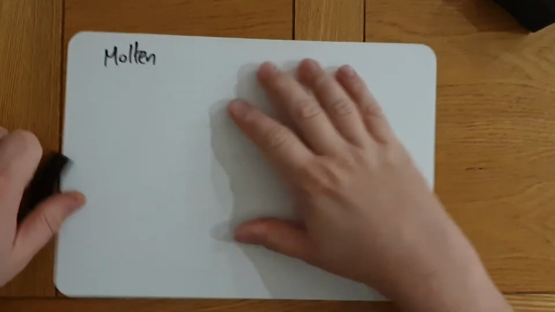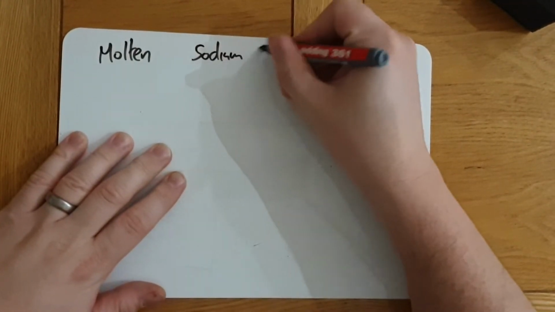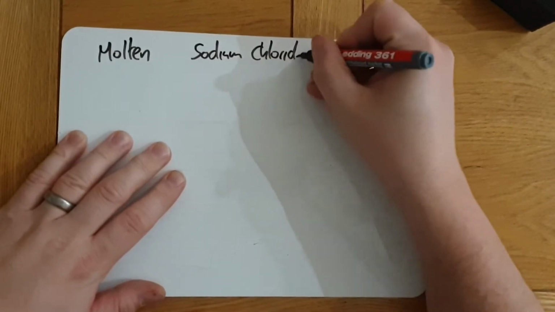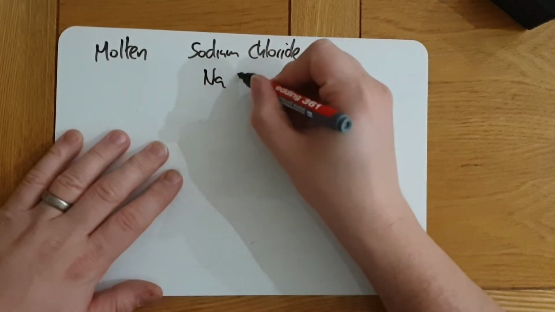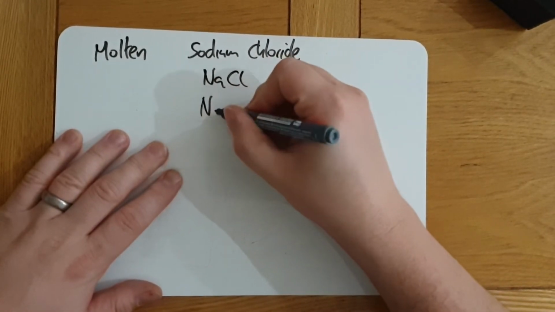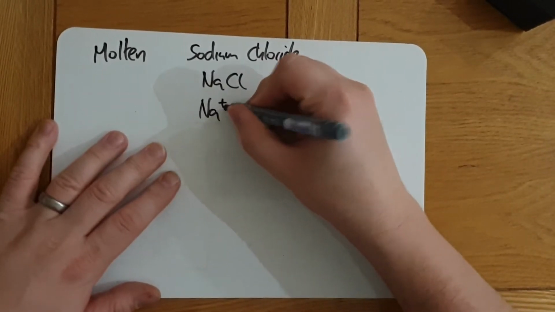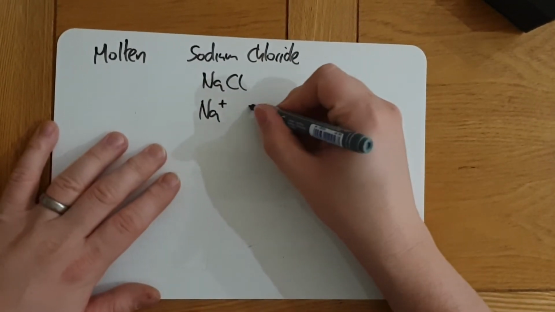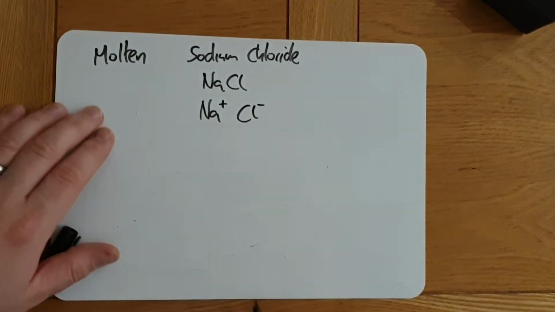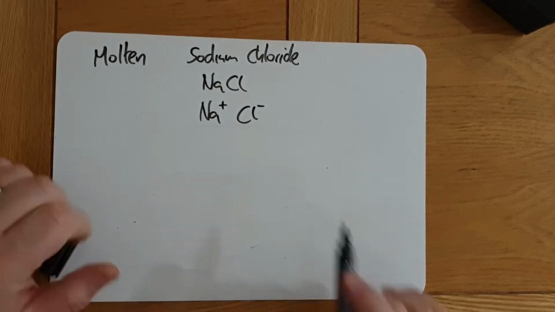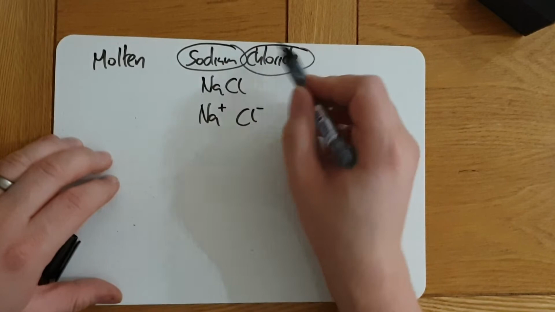So let's try another one. If we had molten sodium chloride, sodium chloride is NaCl, and the ions involved, sodium is in group 1. If you look on a periodic table, it means it needs to lose 1 electron, so it's Na+. Chlorine's in group 7, needs to gain 1 electron, so it's Cl-. That's all we've got. So if we melt it, we've got Na+, Cl-. What would you make if you did this? Well, you're going to split this up. So you make sodium and you make chlorine.